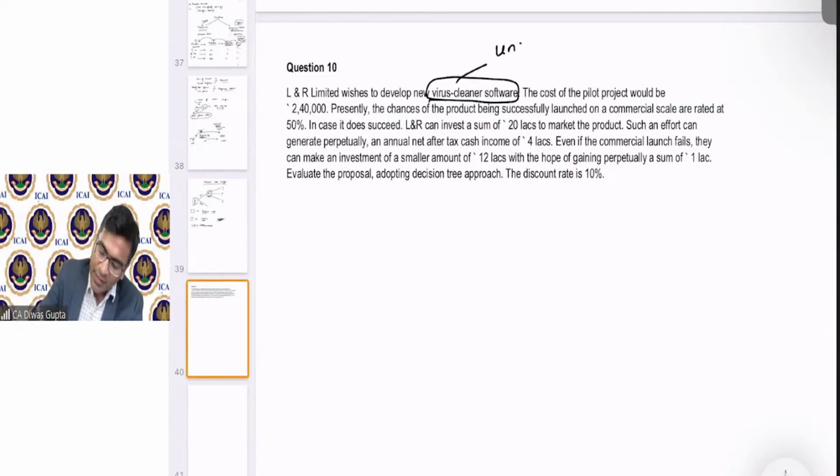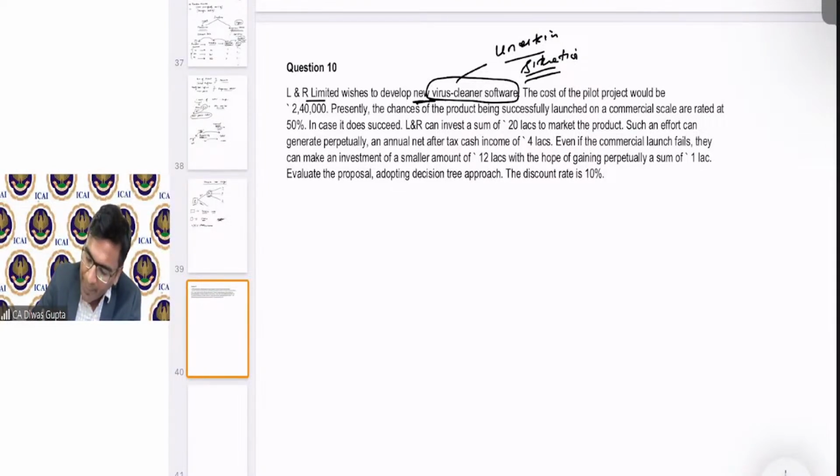This is an uncertain situation. We are dealing with a new product situation. You remember my discussion where I mentioned certainty, risk, and uncertainty. Certainty is something which is bound to happen. Risk, there are different possibilities. Uncertainty is something which we cannot forecast at all. We don't know what the outcome is. So this is an uncertain situation because L&R Limited is dealing with a new software development.